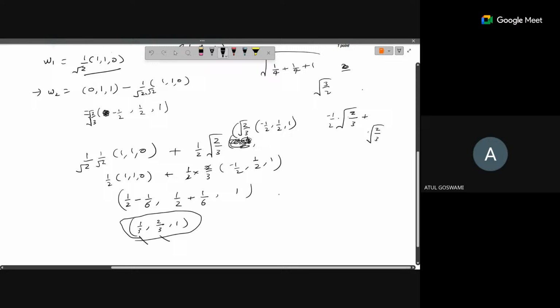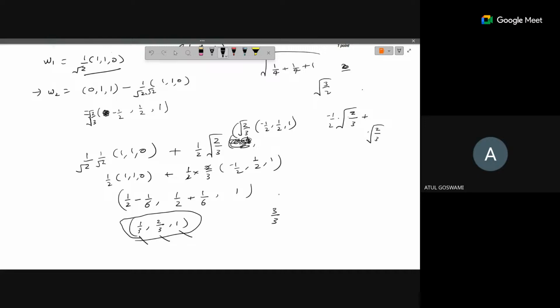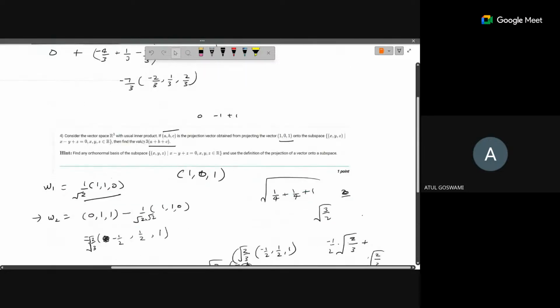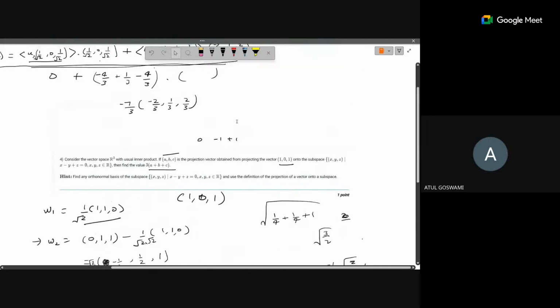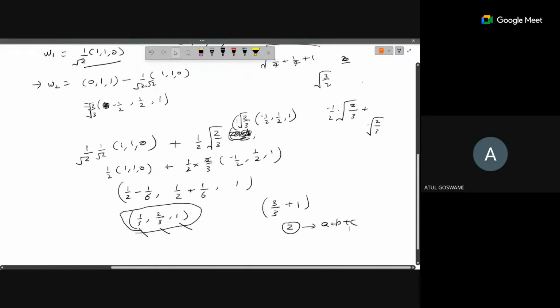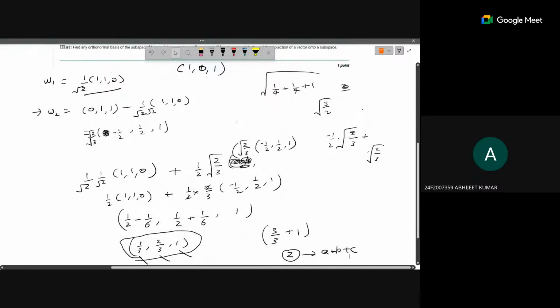This is A, this is B, this is C. So when we add them, we will get 3 by 3 plus 1, which is 2. So this is the value of A plus B plus C. And what was asked is 3 times this, which is 6. 6 is the answer. Everyone got this?